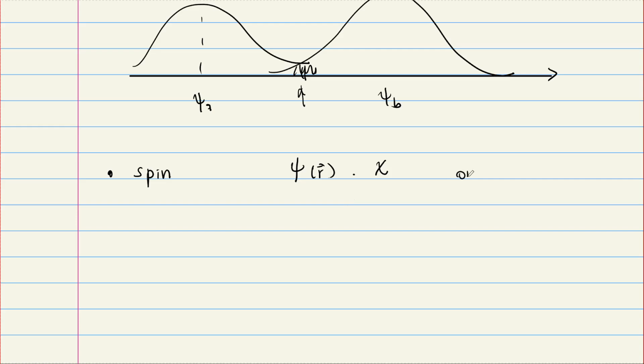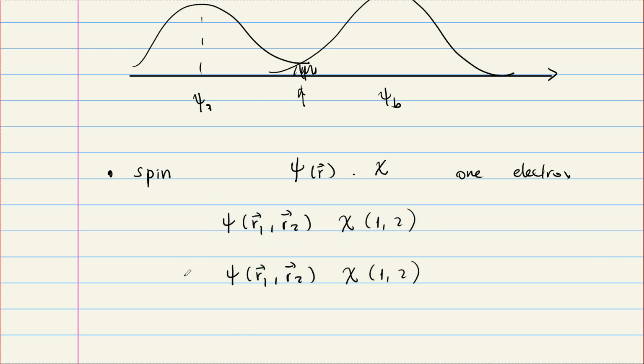So this is one electron, and I also need to do it if I have 2 electrons. I need an orbital part, R1 and R2 for each electron, and a spin part, 1 and 2. But what I require from this total wave function is total anti-symmetry, right? If I am working with fermions, when I exchange these two labels, this should be equal to minus the original.